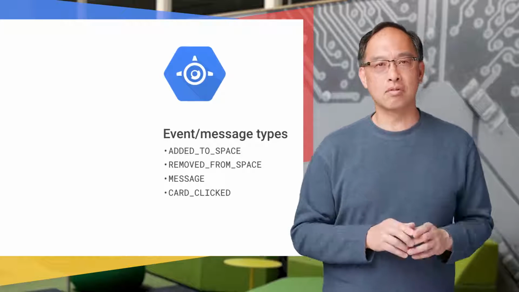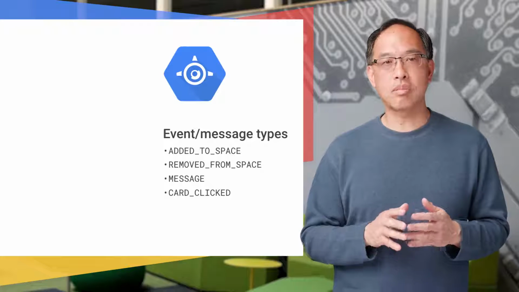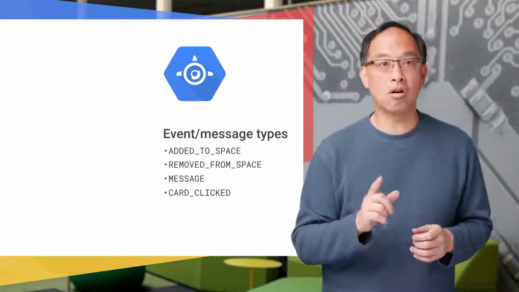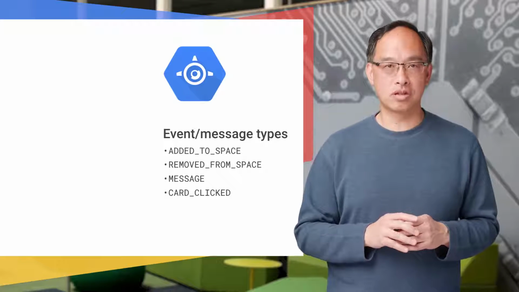App Engine is a bit lower level, so you need to grab the request body, parse the JSON payload, and determine the message type and contents. In other words, you need to check all the events that come in and see what message type it is. Then take the appropriate action.